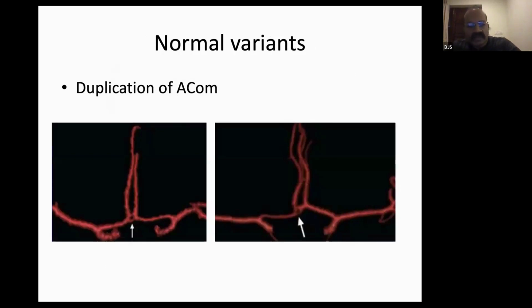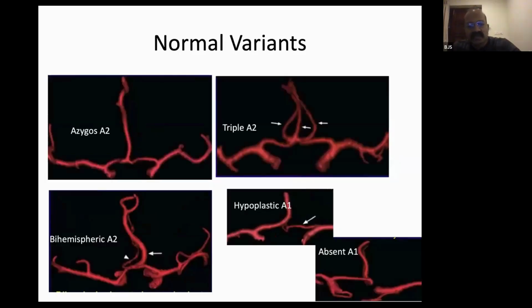Duplication of the ACOM can be either complete as shown in the left panel, or can be incomplete as shown in the right panel. And there are other variations of the ACOM that one should always be wary about and aware of. The azygos A2, wherein there is no anterior communicating artery, because both the A1s will connect to a single artery called the azygos artery, and the azygos A2 will supply both the hemispheres with small blood vessels, the branches arising from the azygos A2.